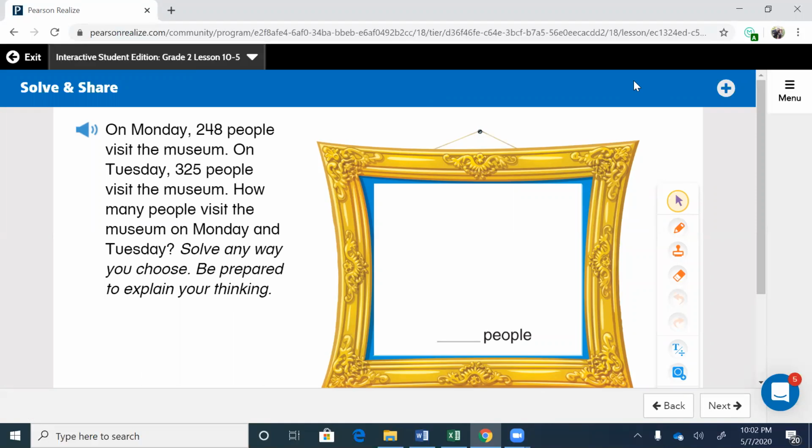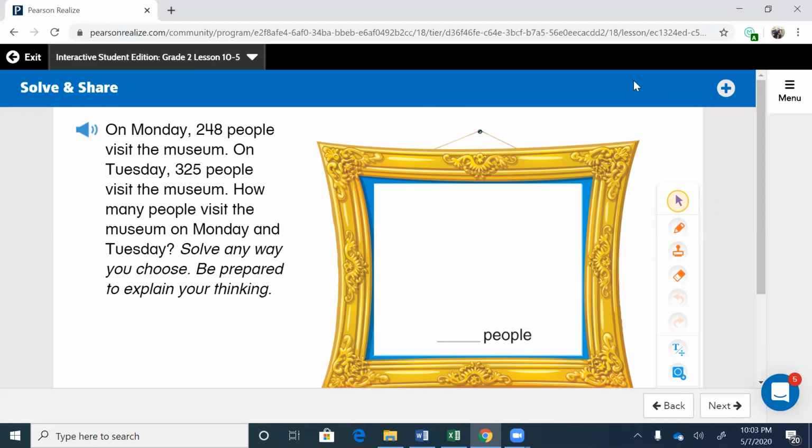On Monday, 248 people visit the museum. On Tuesday, 325 people visit the museum. How many people visit the museum on Monday and Tuesday? Solve any way you choose. Be prepared to explain your thinking.